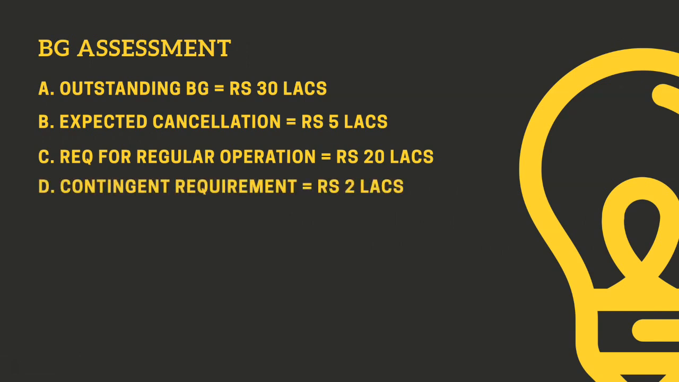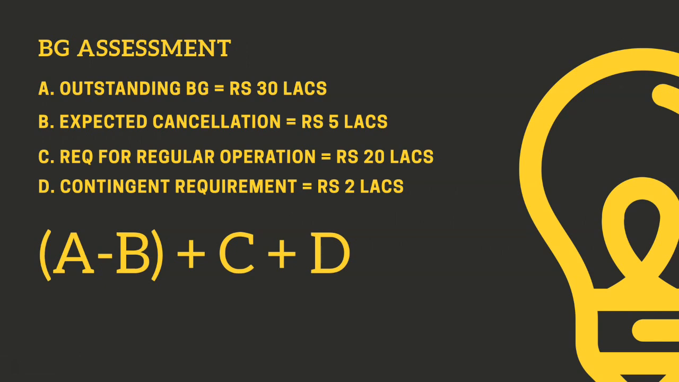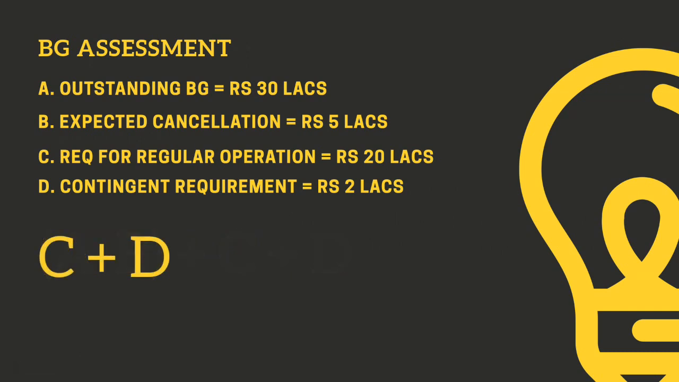Requirement pertaining to contingent events. Let's say it's around 10% of regular requirement, that is around 2 lakhs. So it works out to be A minus B plus C plus D, that is 47 lakhs. If this assessment is being done for the first time, then it will comprise of only C plus D.